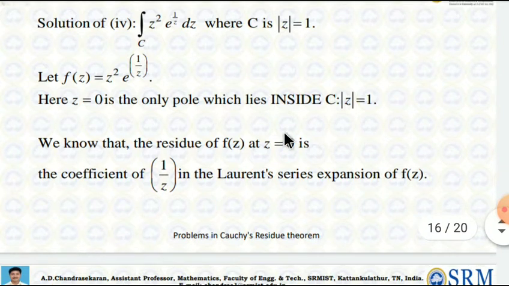As we know, the residue of f of z at z equal to a is the coefficient of 1 by z in the Laurent series expansion of f of z. So we are going to apply the Laurent series expansion. We cannot apply the limit z tends to 0 because when I apply limit z tends to 0, this obviously blows up. Got it? Let us see.